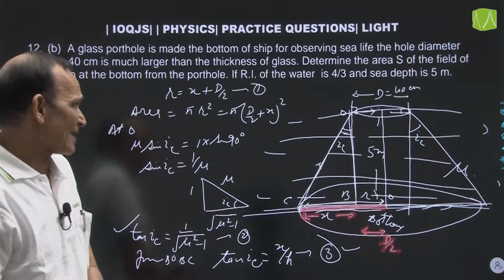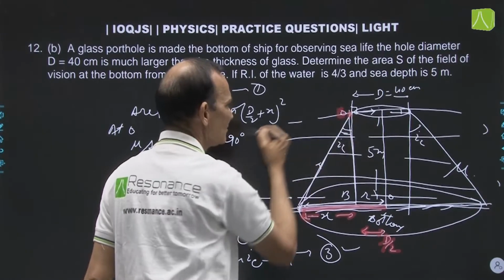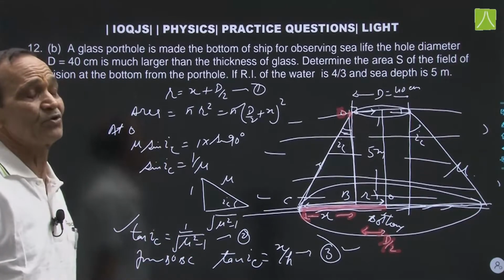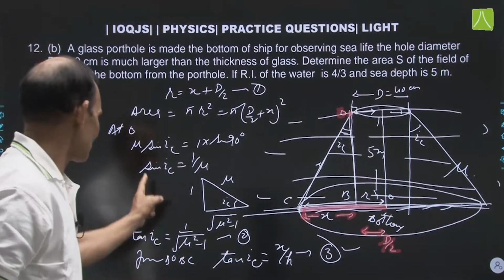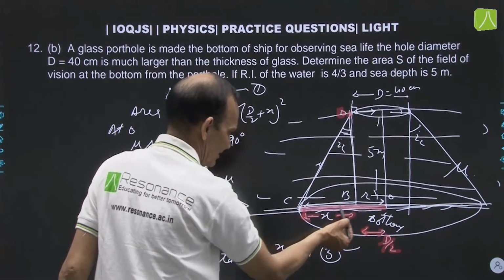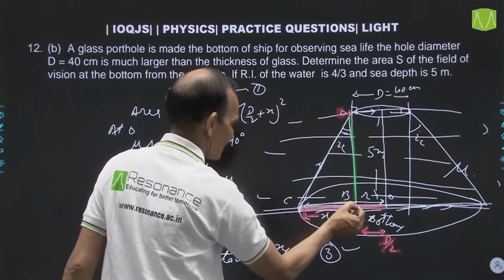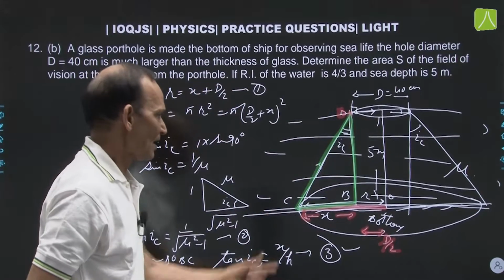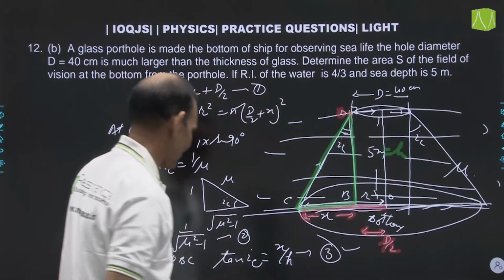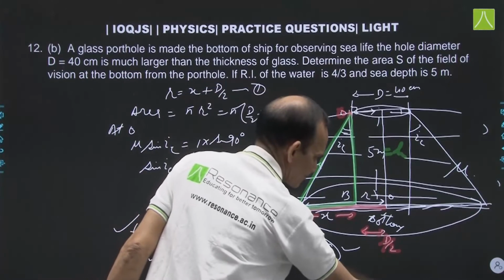Is it clear? How did I find x? Again by Snell's law at this point O. With the help of sin IC, I found tan IC. I found the value of tan IC by two methods: one from this formula, 1 upon root of mu square minus 1, and one from this triangle. Look in this triangle. We can find tan IC, x upon h. H is 5 meters. Now think about this, this one x upon h.